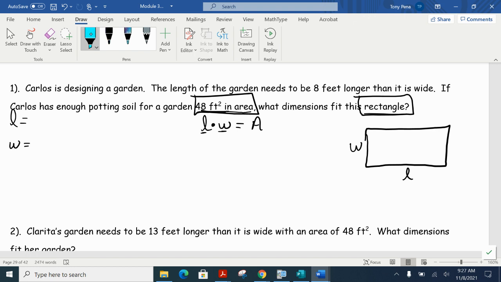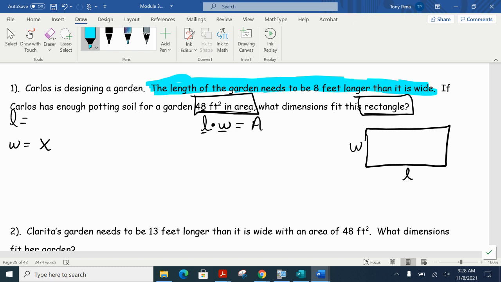If we go back to this sentence right here, it says the length of the garden needs to be 8 feet longer than it is wide. So whatever I let the width be, the length needs to be 8 feet longer. So the way we're going to approach that, we're going to make our width be x. All right, that's how we're going to define our variable. And then again, if we read this sentence right here, the length of the garden needs to be 8 feet longer than it is wide.